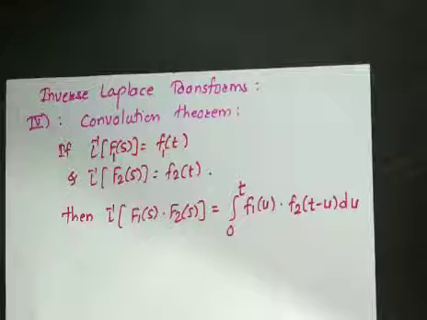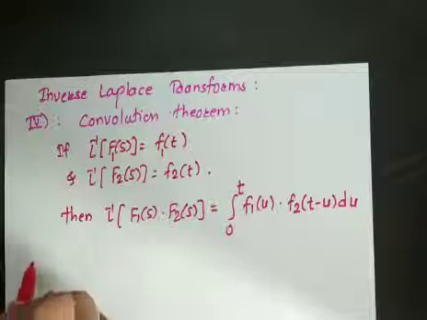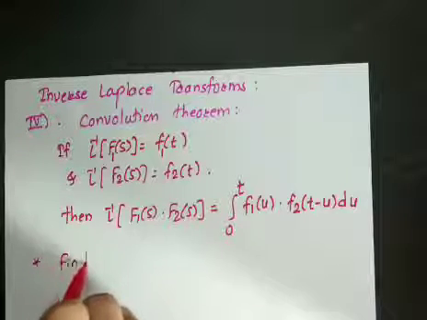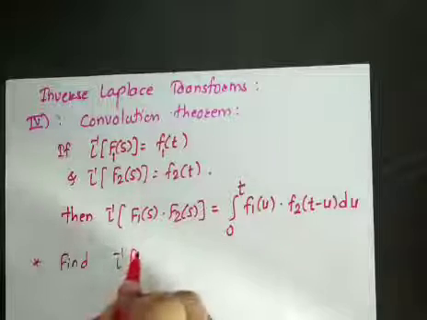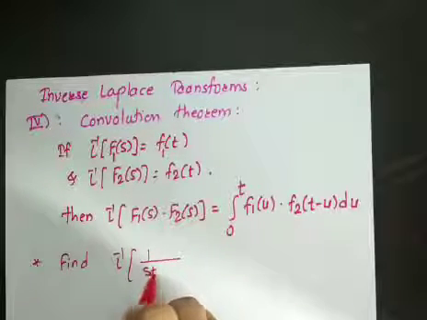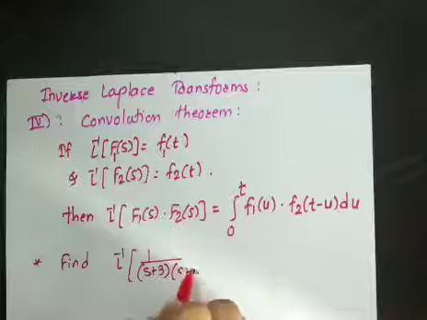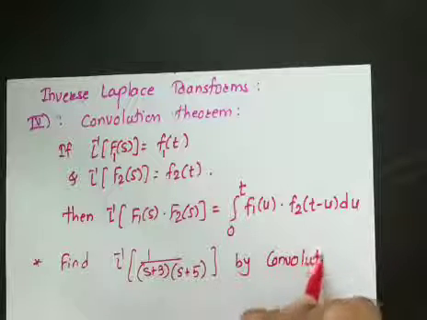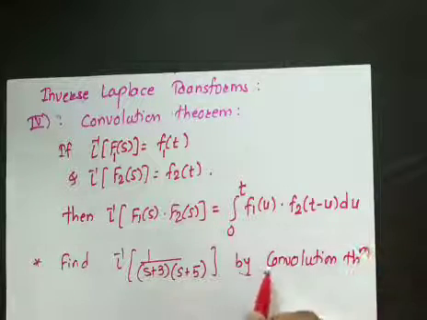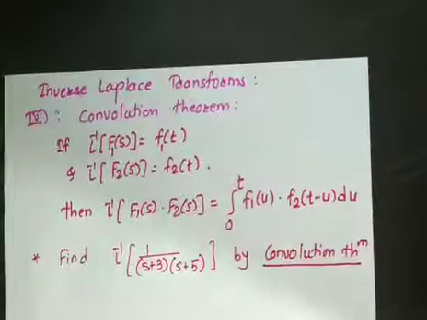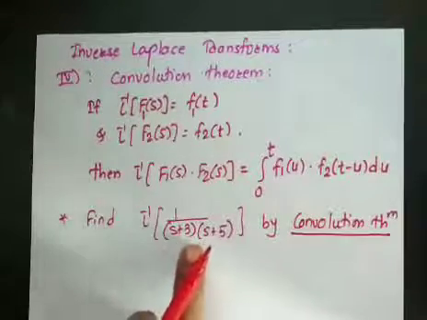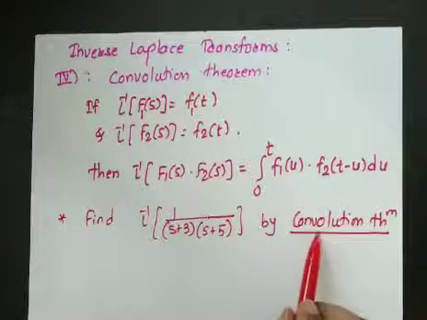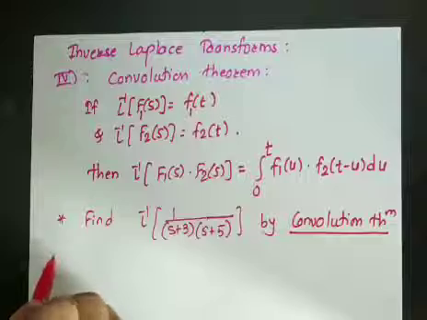So, example: find Laplace inverse of 1 upon (s plus 3) into (s plus 5) by convolution theorem. If it is particularly asked by convolution theorem, then this example can also be solved by partial fraction, but we will not solve it by partial fraction as it is particularly asked by using convolution theorem.